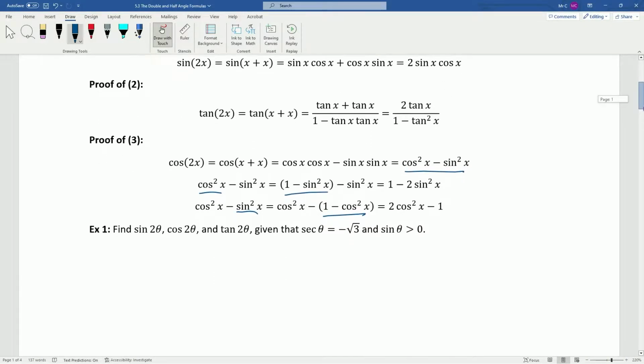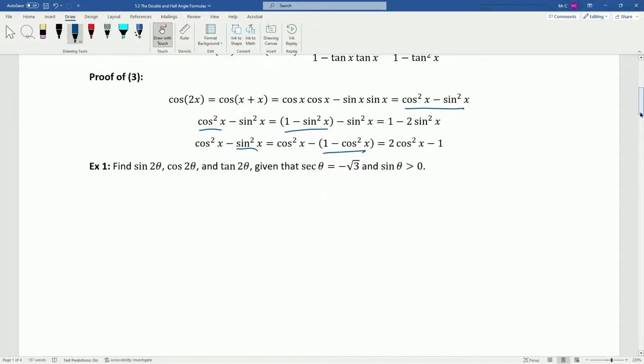Okay, so we're going to go ahead and jump into evaluating some double angle formulas. So find sine of 2 theta, cosine of 2 theta, and tangent of 2 theta, given that secant of theta equals negative root 3, and sine of theta is greater than 0.